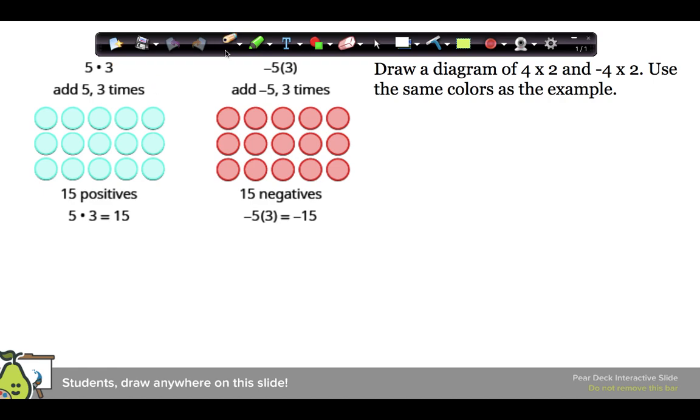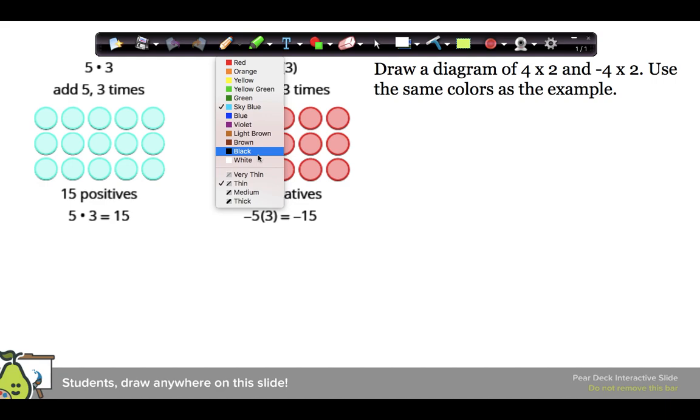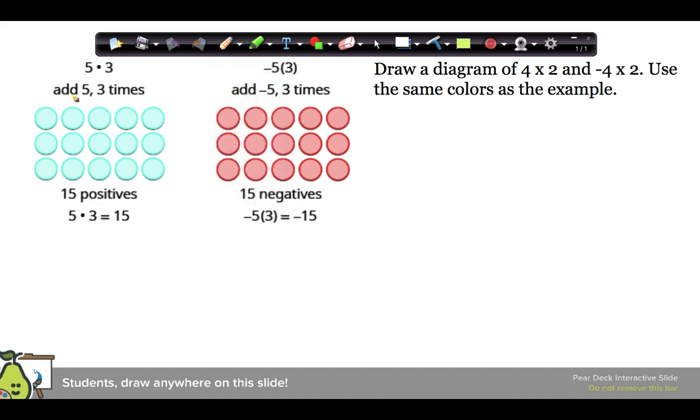So let me go with a blue color with my pen here. Actually, no, I'm going to change it back to yellow. There we go. Okay, so 5 times 3 is really 5 added together 3 times. So there's one group of 5 right there, and here's another group of 5. If the blue dots represent positive 1, there's 3 groups of 5. So really this 5 times 3 is 5 plus 5 plus 5, and that's equal to 15.